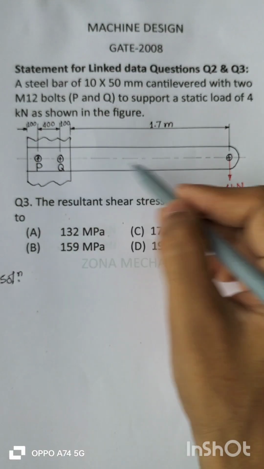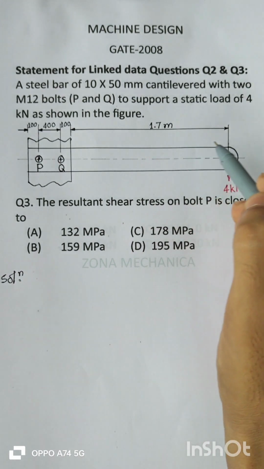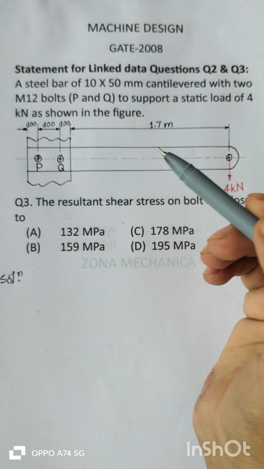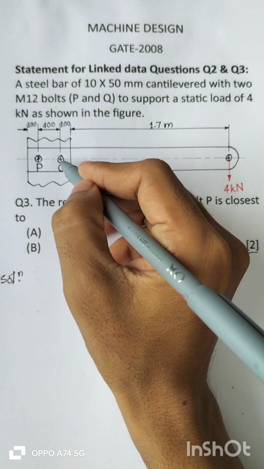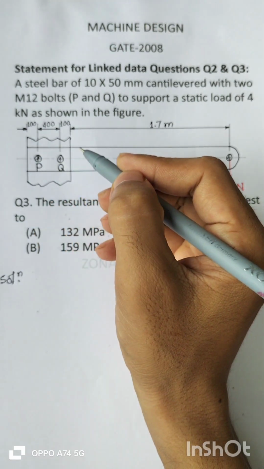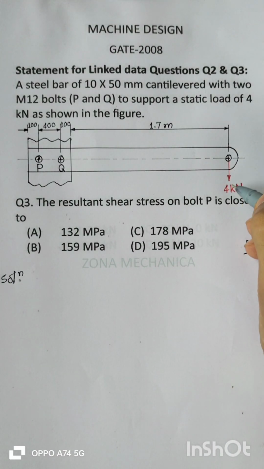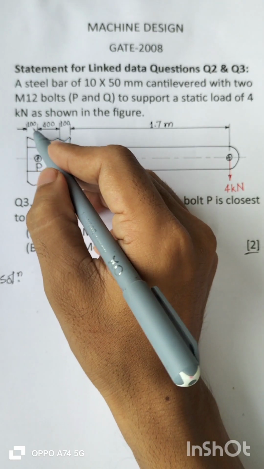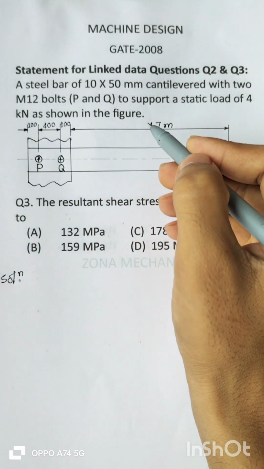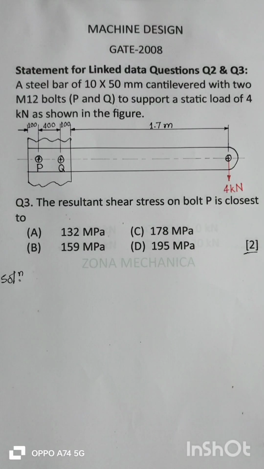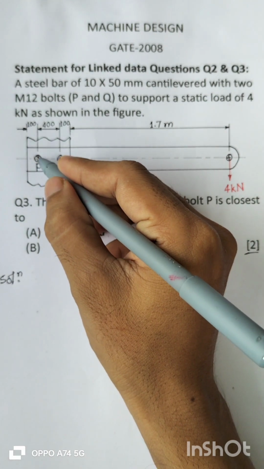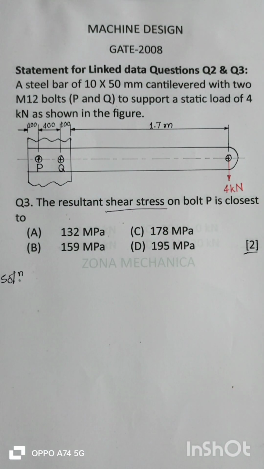So as you can see in this figure, there is a cantilevered bar, and it is fixed with the help of two bolts P and Q, and a load of 4 kilonewton is working here. The distances are given over here. Well, so question number 3 is, what is the resultant shear stress on bolt P? So the resultant shear stress on bolt P we have to calculate.